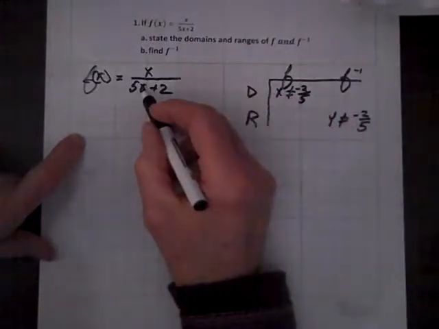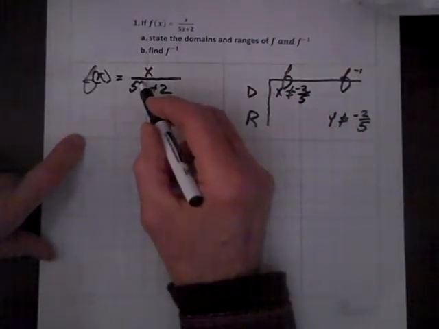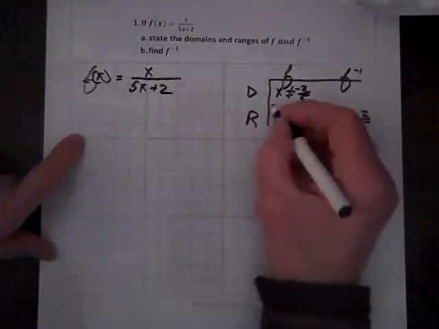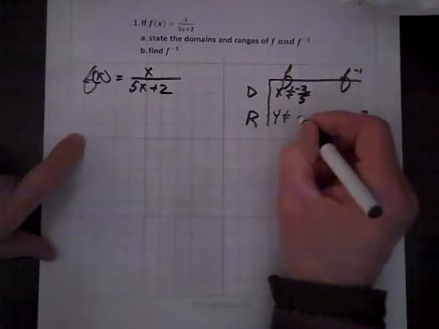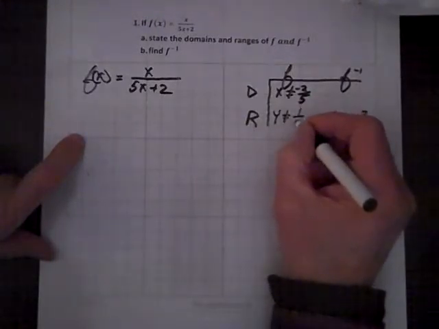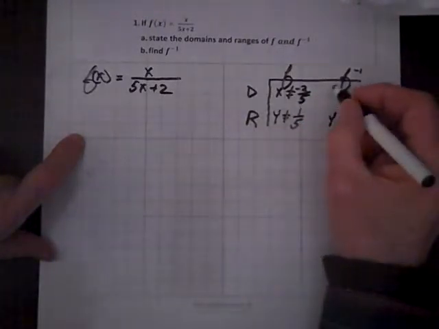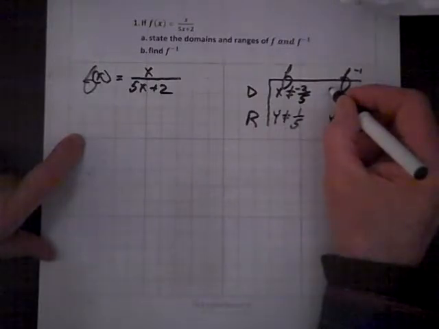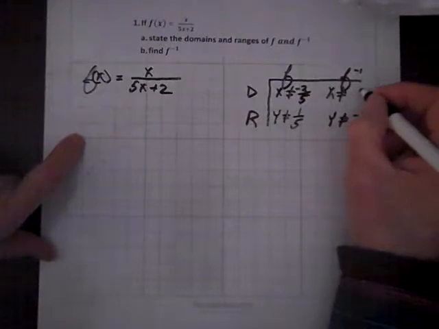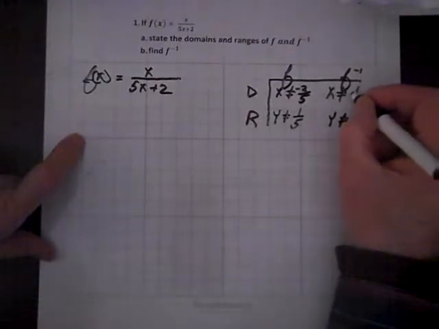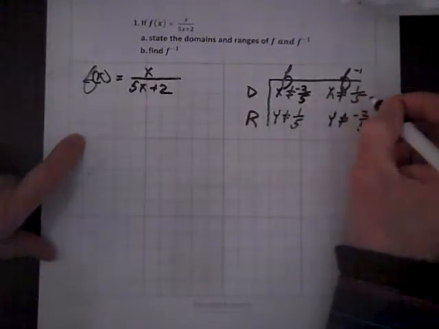Now the range for this function, the horizontal asymptote, occurs at 1/5, so it's y cannot equal 1/5. So all reals except 1/5. So the domain of the inverse function will be x, such that x cannot equal 1/5. In other words, all reals except for 1/5.